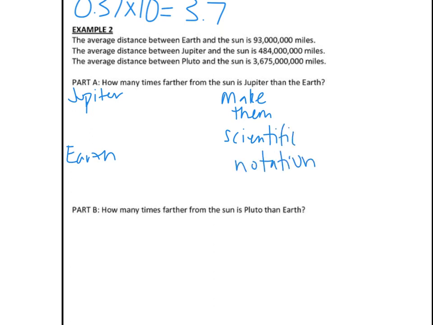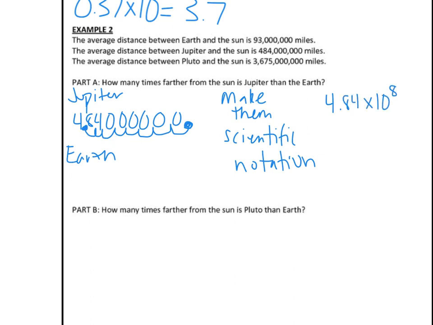So let me write down what Jupiter is. 4, 8, 4, and 6 zeros. So my decimal point is not there, which means it's at the end. And it needs to move between the 4 and the 8 to be between 1 and 10. So I'm counting 1, 2, 3, 4, 5, 6, 7, 8. It moved 8 times. So Jupiter is 4.84 times 10 to the 8. It's positive 8 because it is a large number.